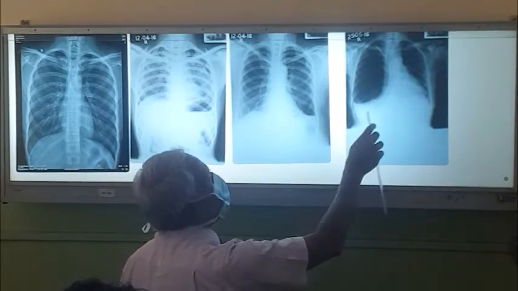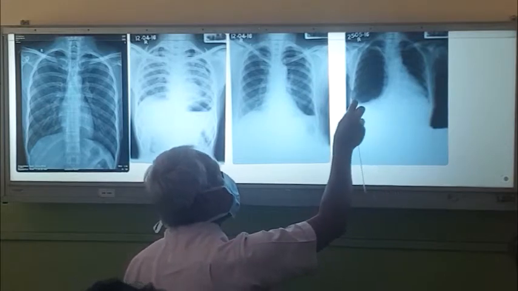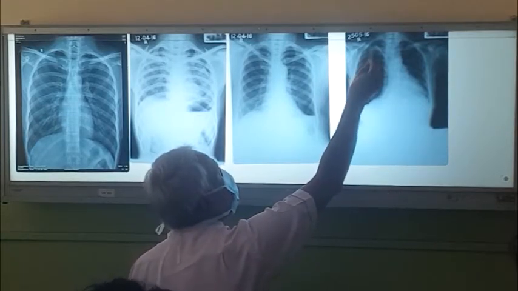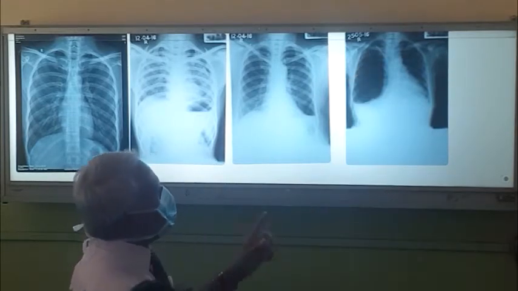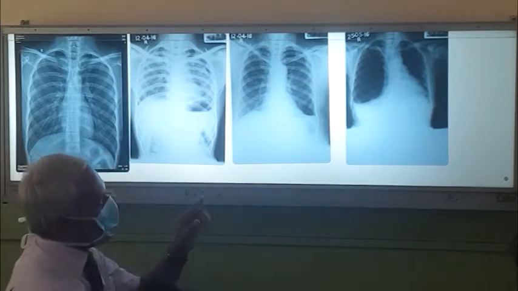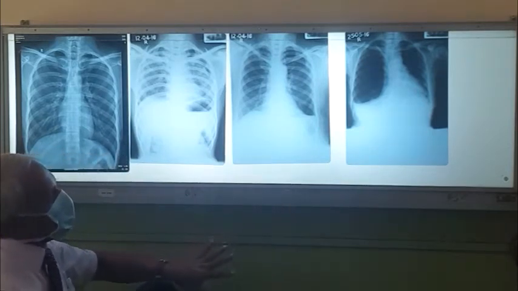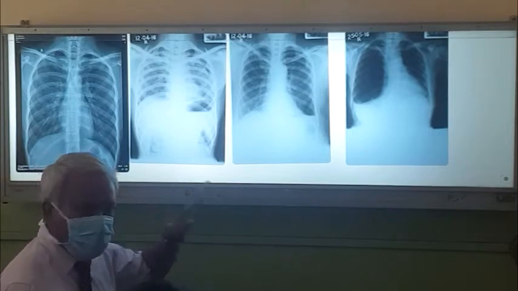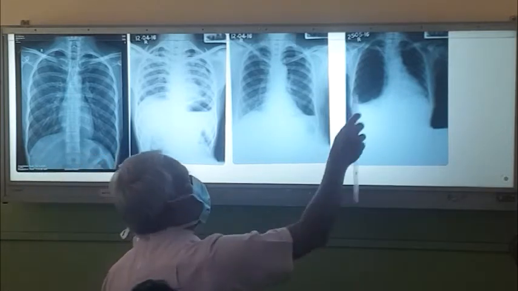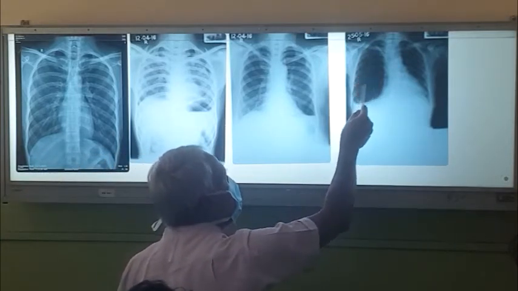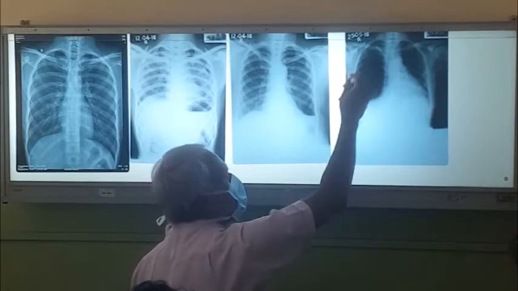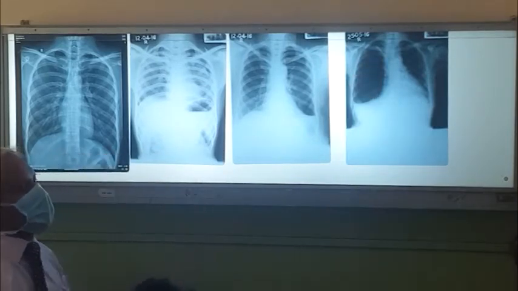Why I call it bullous is this is going round like this, and this is coming like this. Sometimes you find it difficult to differentiate an emphysematous bullous lesion from an encysted pneumothorax. But in pneumothorax, you will see something like this, going like this, right? Encysted pneumothorax, but it is difficult sometimes.